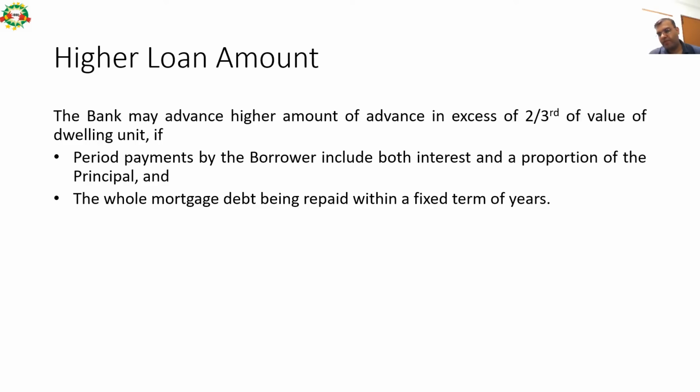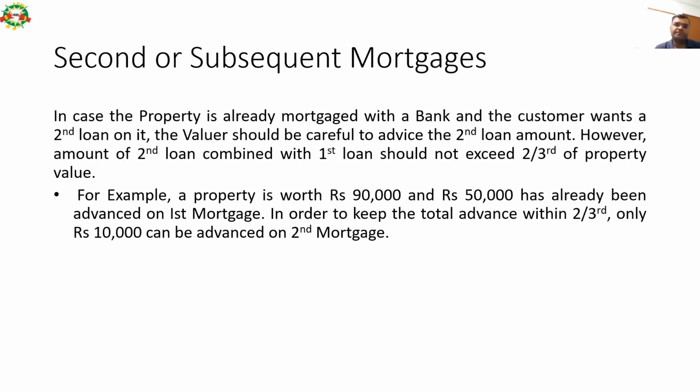So if the period of repayment of the loan is fixed, 10 years, 20 years, 30 years, a higher loan amount can be sanctioned. Second or subsequent mortgages: if there is already a loan ongoing on the property and the mortgagor approaches the lender for giving a second or subsequent loan on the same property in the form of an additional charge.